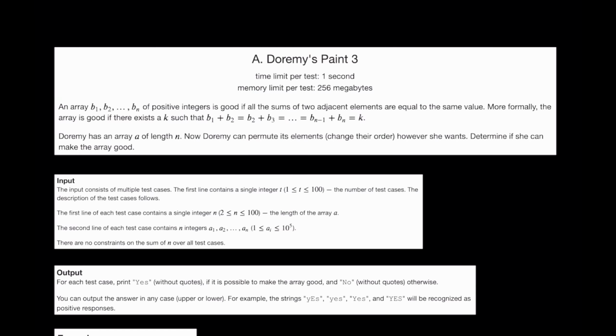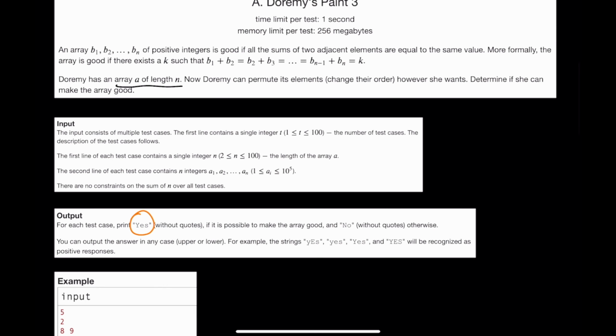Let's first read the problem statement. An array of positive integers is good if all the sums of two adjacent elements are equal to the same value. More formally, the array is good if there exists a k such that b1 plus b2 equals b2 plus b3 and so on. Doremy has an array of length n. Now she can permute its elements, that is, she can change the order however she wants. Determine if she can make the array good. We need to print yes if we can make the array good, no if we cannot.